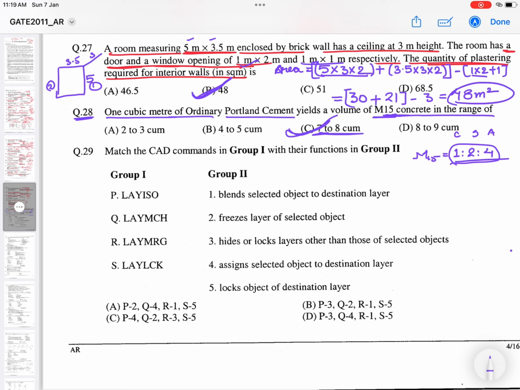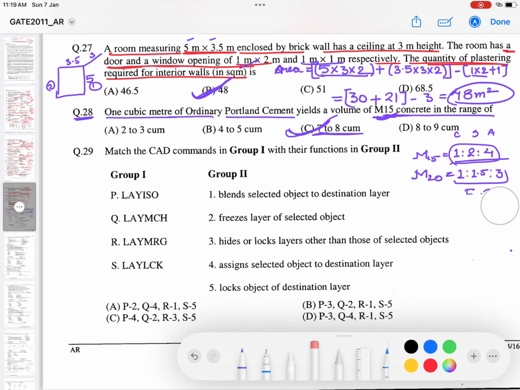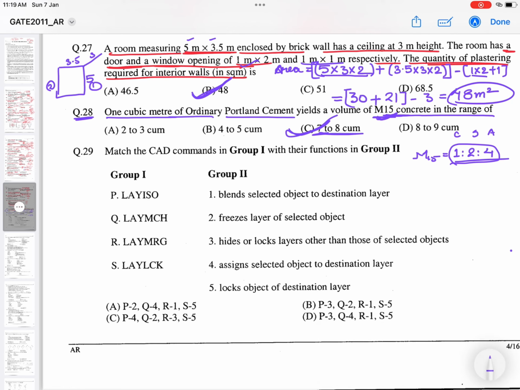If here it is written M20, then what will be the answer? Solve it. Come on. It will be 1:1.5:3. Okay, add it, 5.5. So what could have been the answer? Again, there is no answer here because there is no option to match this one. So if they are not asking it, we'll rub it. But I hope you have got what I'm telling you here.